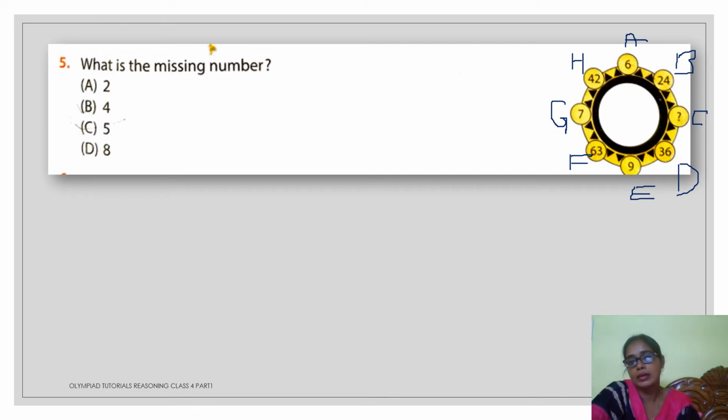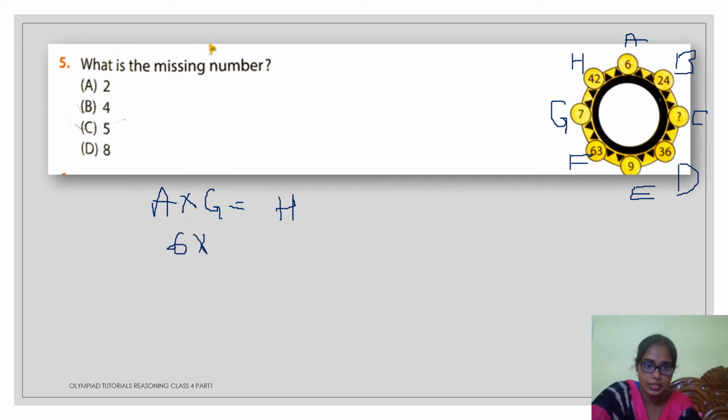Just by looking at the picture, suppose you have the number 42. Here you can see, if you multiply the two numbers, that is A into G, if you follow this pattern, A into G is going to give you H. So 6 into 7 is equal to 42. Now take the next three numbers, that is G, F and E. Here you can multiply G into E is equal to F.